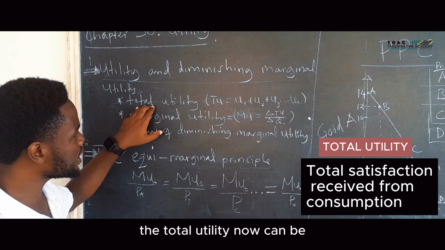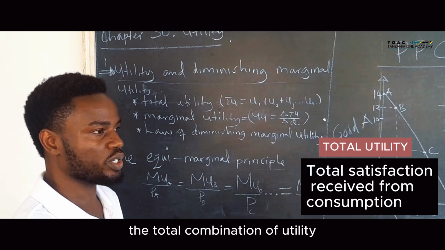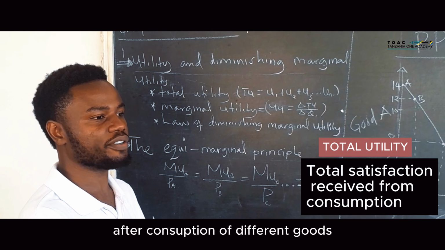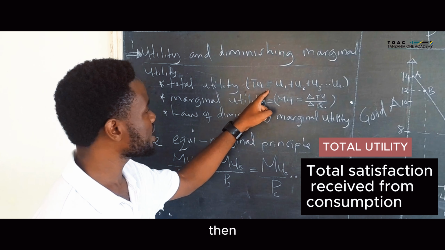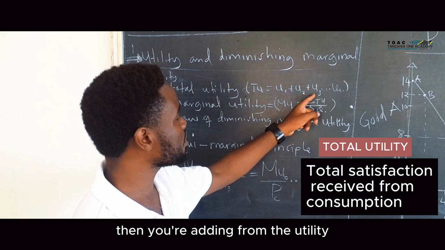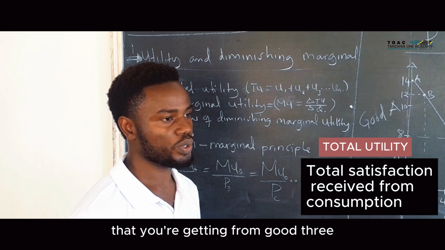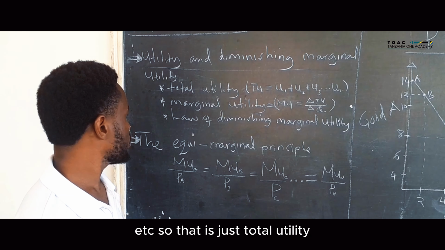Total utility is the total combination of utility after consumption of different goods. If you consume a certain good 1, then you add the utility that you are getting from good 2, then you add the utility that you are getting from good 3, etc. So that is total utility.